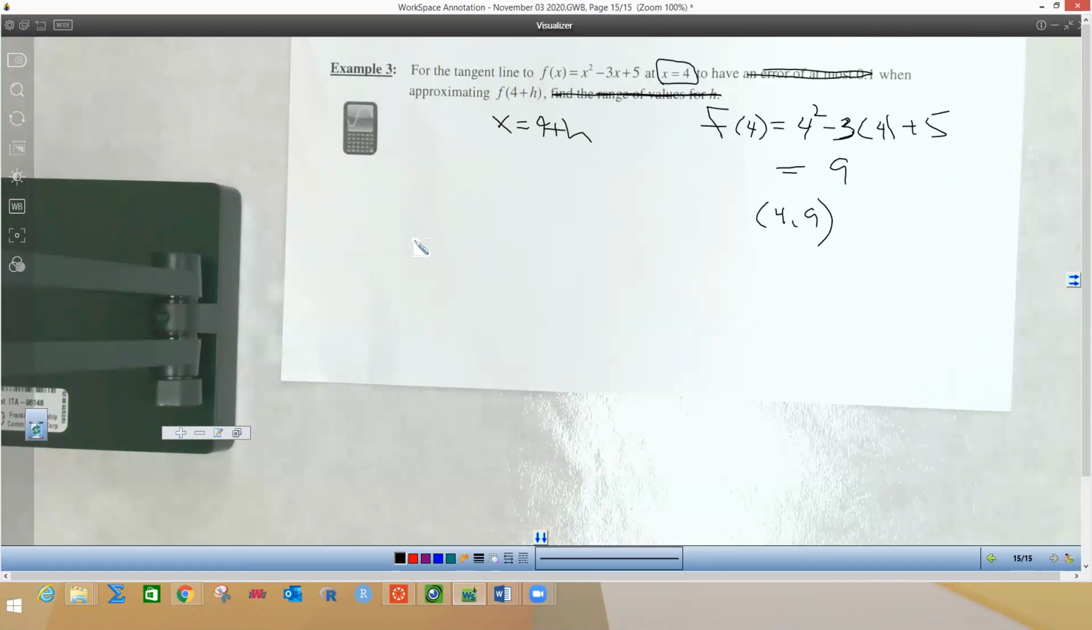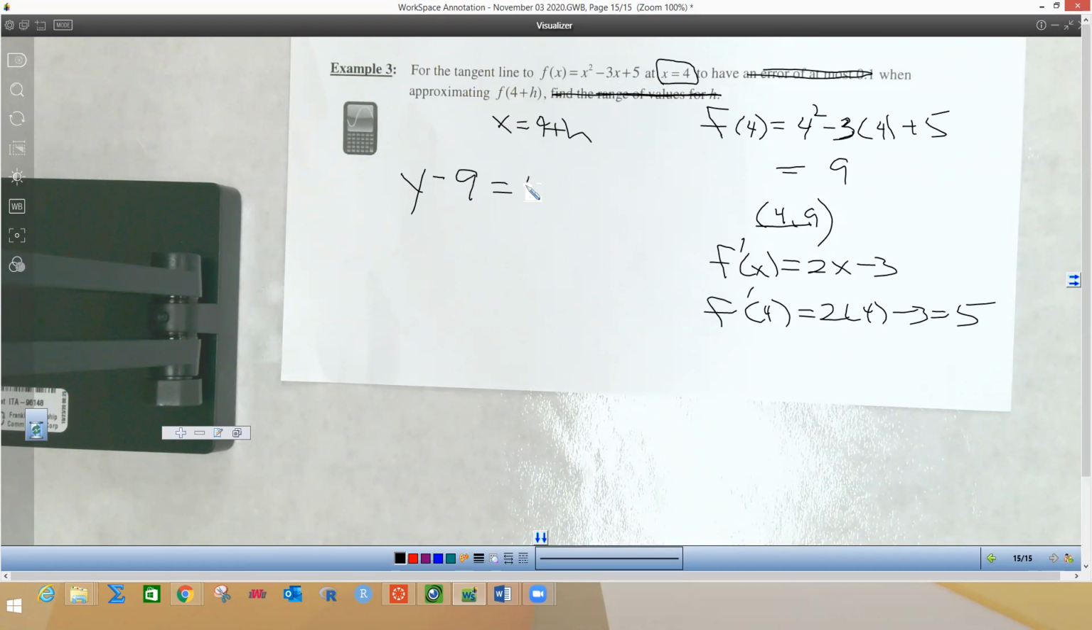Now I need to get my slope of this function. So I'm going to do my derivative again of this function right here, which is going to be 2x minus 3. So f prime of 4 is going to equal 2 times 4 minus 3, which is 5. So my tangent line is y minus 9 equals 5 times x minus 4. And I'm estimating what this function is going to be at 4 plus h. So in other words, we're at 4 and we're just moving over h different. So that means I've got to plug that number in right there and solve for y.